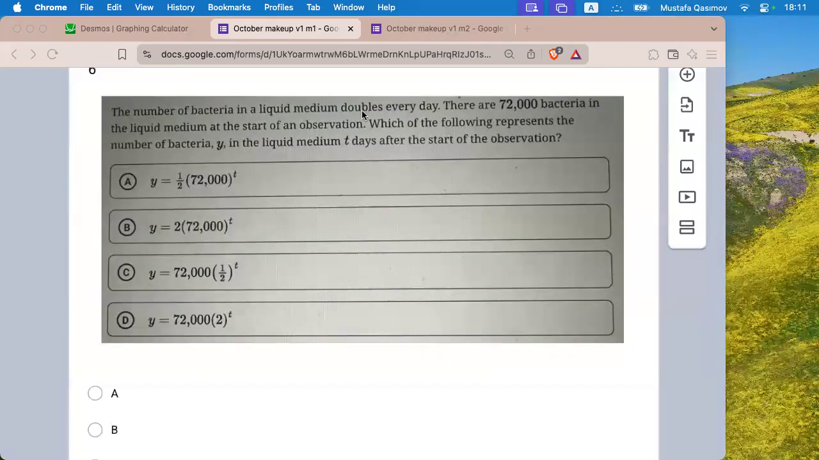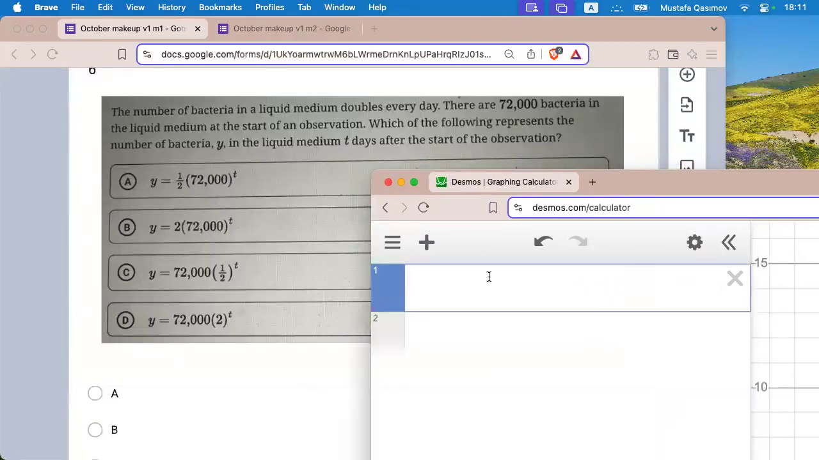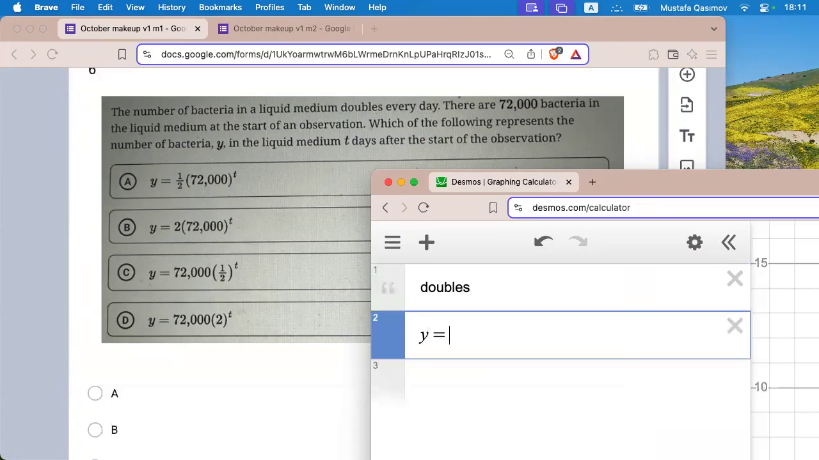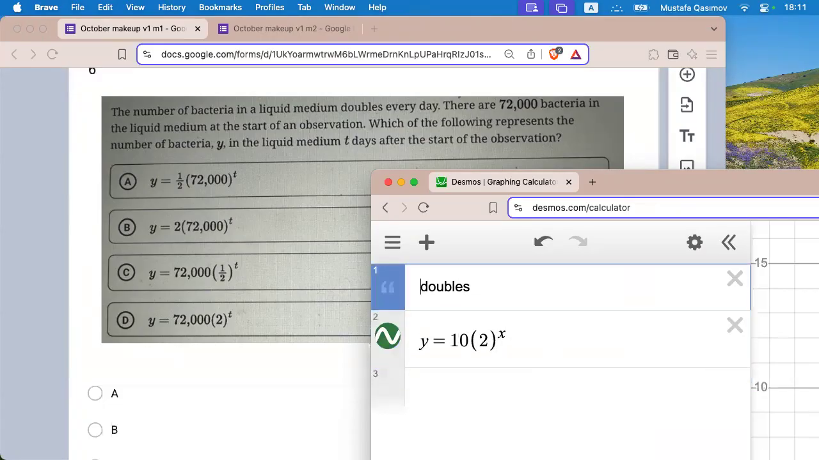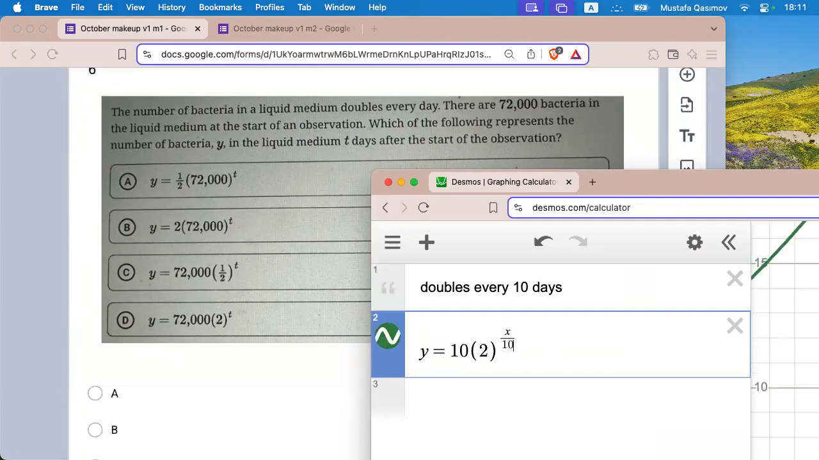When it says double every day, it means that inside of the bracket has to be 2. Doubles means it is like that: y is equal to, for example, 10 multiplied by 2 with power of x. But if we say double, for example, every 10 days, it means like this. Then it has to be x over 10, like that.